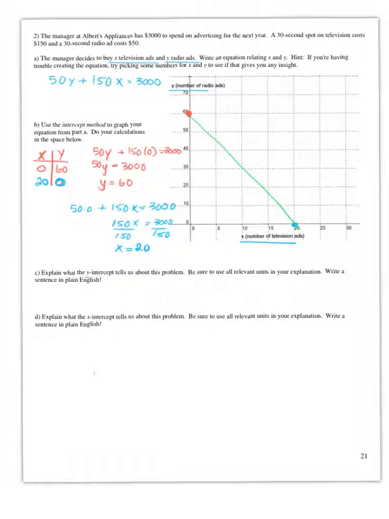Now let's talk about the y-intercept. The y-intercept is the point 0, 60. 0 refers to the number of TV ads, whereas 60 refers to the number of radio ads. So in our sentence, we want to include both of the pieces of information. Albert's able to purchase 60 radio ads and have 0 TV ads, or we could say have 0 TV ads and 60 radio ads with his budget of $3,000.